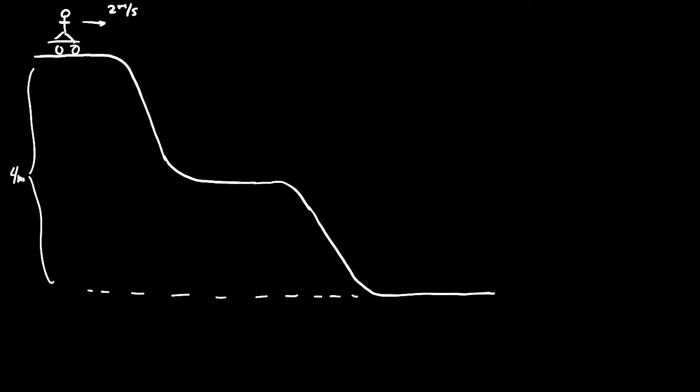There is a platform 2 meters into their motion. We'll call this point A, and another one at point B. I would like to know the velocity of the skateboard at both A and B.